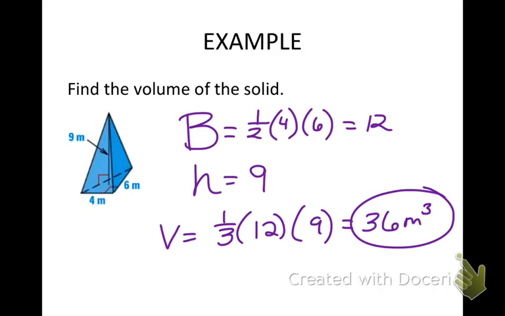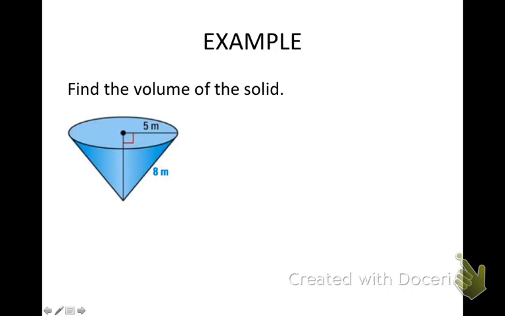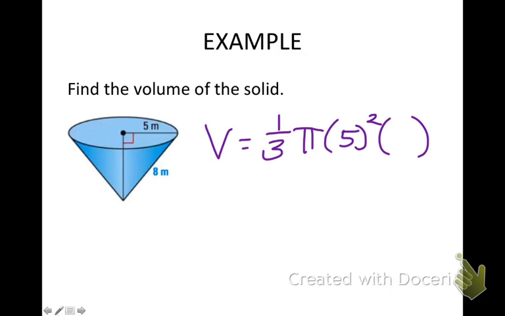All right, on the back we've got a cone. To find the volume of a cone, we're going to use this formula. Volume is equal to 1/3 pi times my radius squared, which is 5. Now, do we know the height of the cone? Do we know this height?